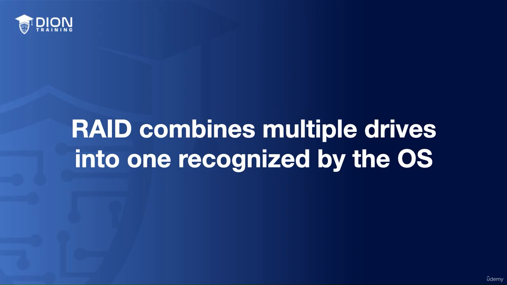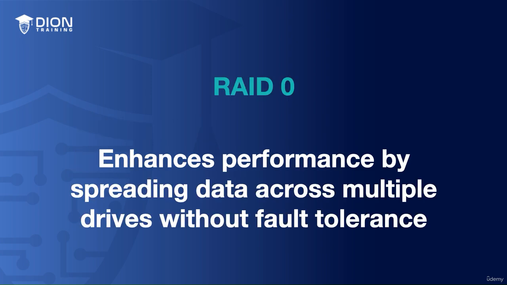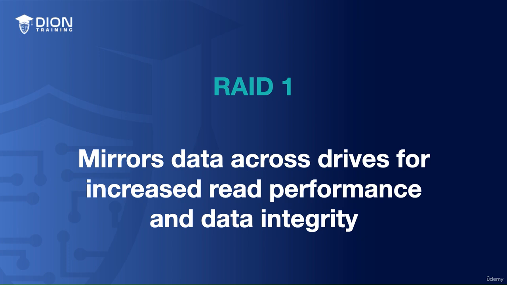A RAID is a redundant array of independent disks, which allows an organization to combine multiple physical storage devices into a single logical storage device that is recognized by your operating system. A RAID 0 is going to enhance the performance by striping your data evenly across 2 or more storage devices without any kind of redundancy to facilitate a high-speed access, but you're not going to have any fault tolerance. A RAID 1 is going to maintain an exact copy of the data, which is known as a mirror, on 2 or more storage devices to increase your read performance and ensure data integrity and availability even if a single storage device in the RAID fails.